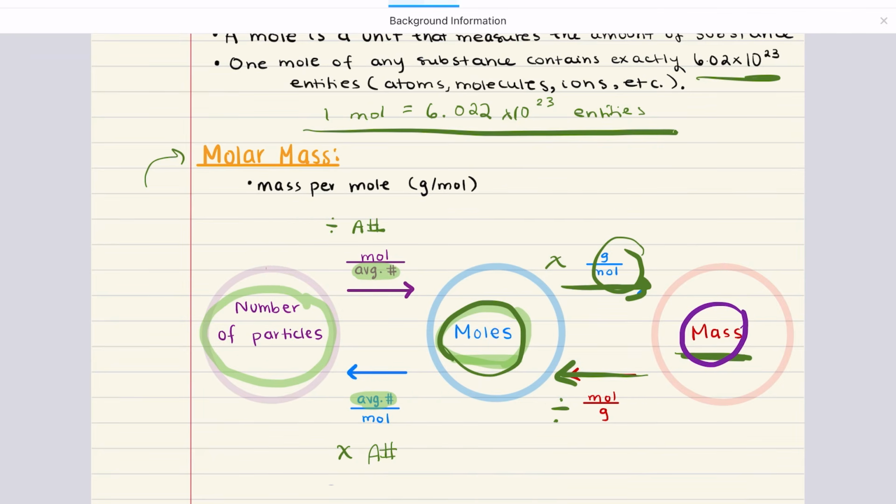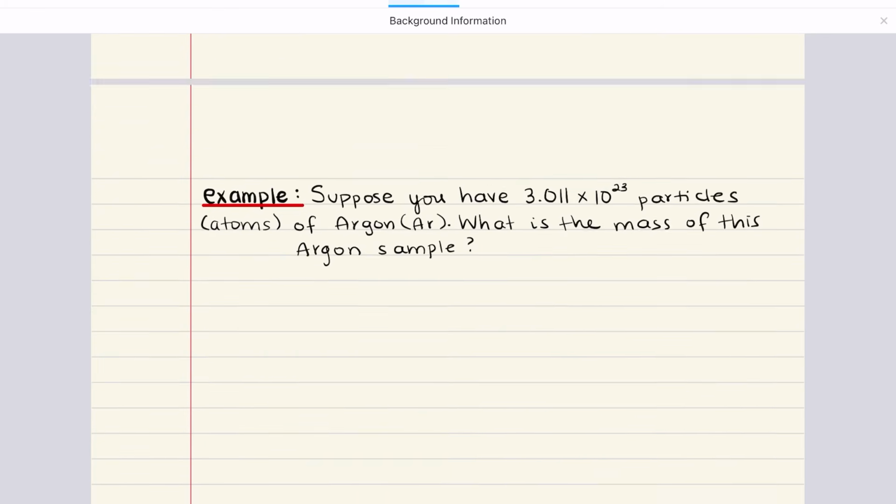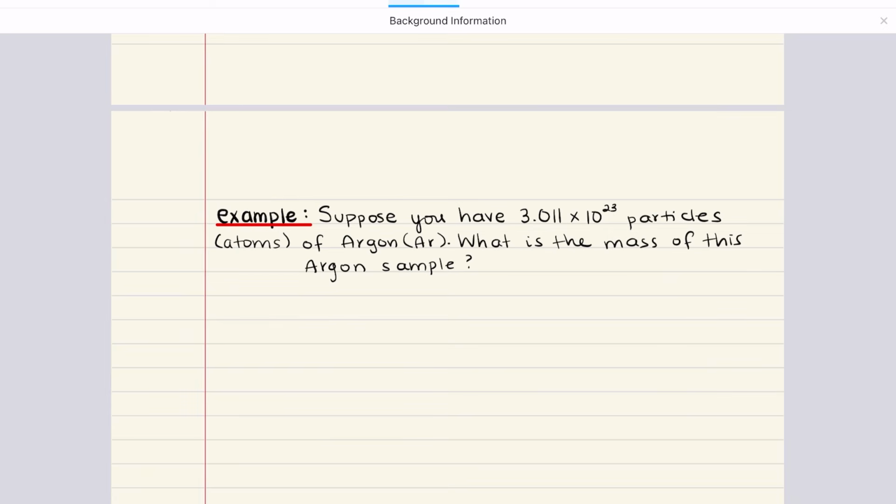Okay, that's great. What about the other way around? What if you know the number of particles, you're interested in the mass? In order to do that, again, we follow the arrows. First, we divide by Avogadro's number, then we multiply by molar mass. So that is the workflow in order to be able to move from one unit into another. Let's go ahead and tackle an example problem together.